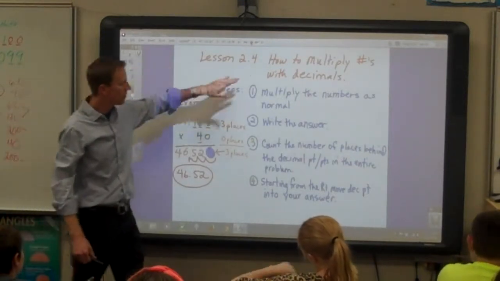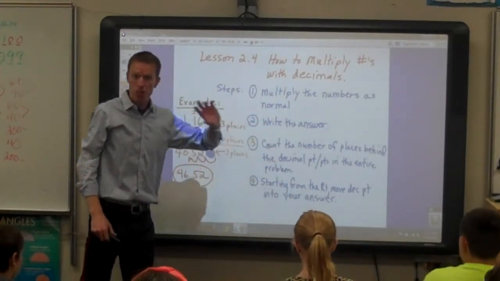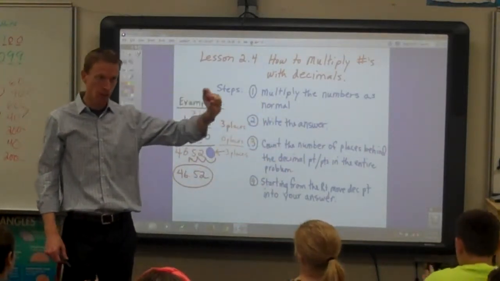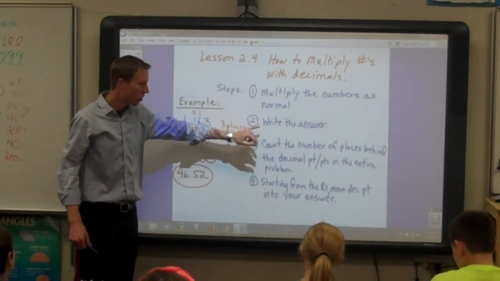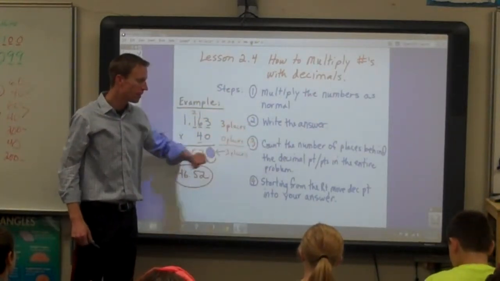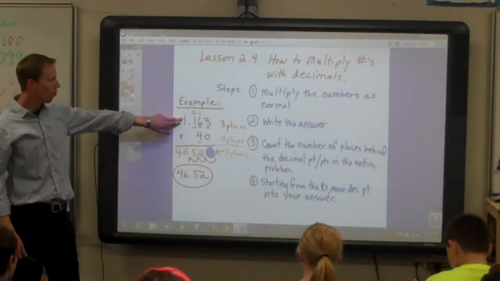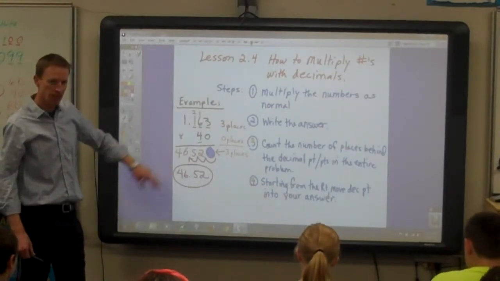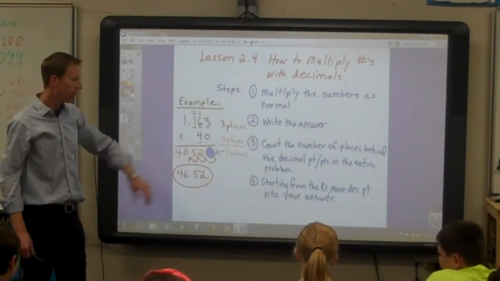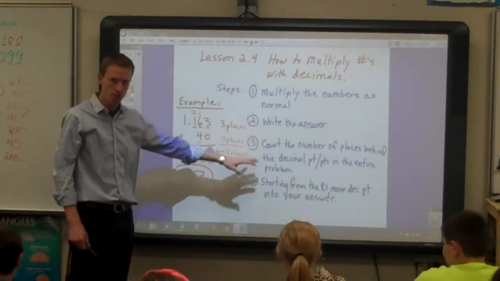Now, there's a simple procedure that you can follow. You've already shown me in chapter 1 that you know how to multiply numbers. So, you'll follow that same procedure until you get to step 3. Okay? So let's take this example: 1 and 163 thousandths times 40. In the first step, you just multiply the numbers as normal.